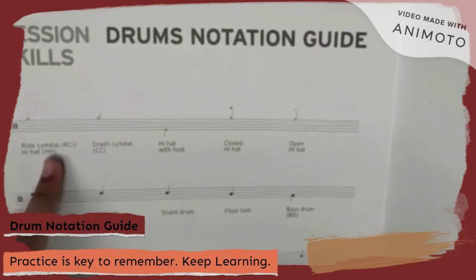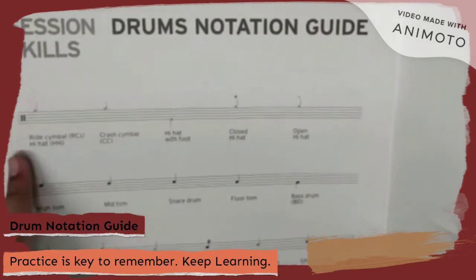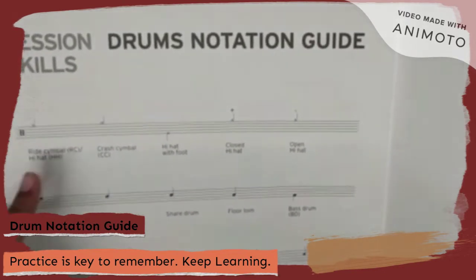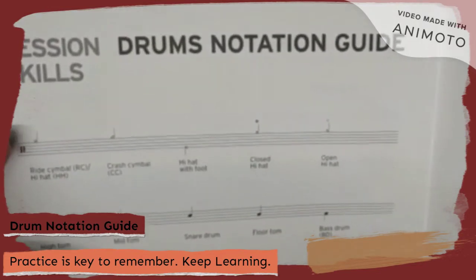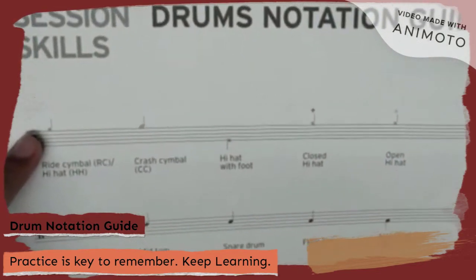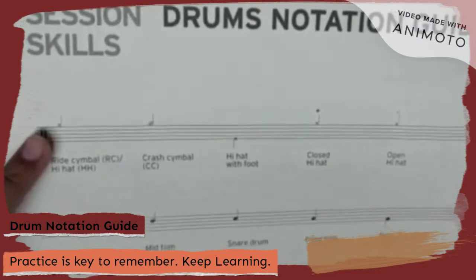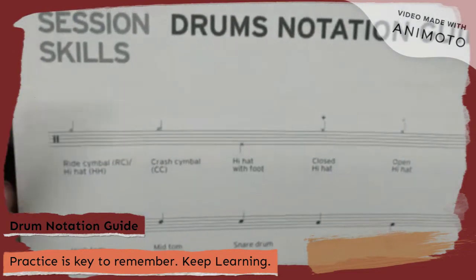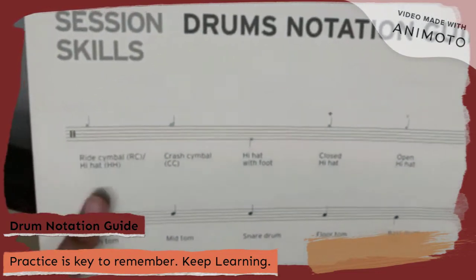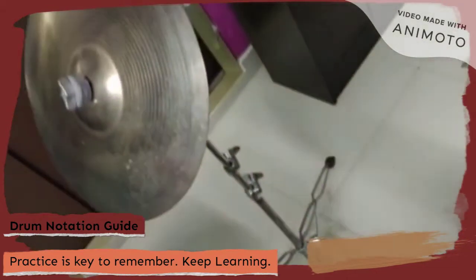Right cymbal, known as RC, and hi-hat, known as HH. On the top of the first line, there is a cross. This is known as right cymbal or hi-hat. This is the right cymbal and this is the hi-hat.